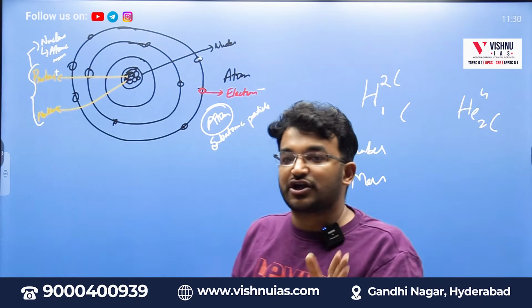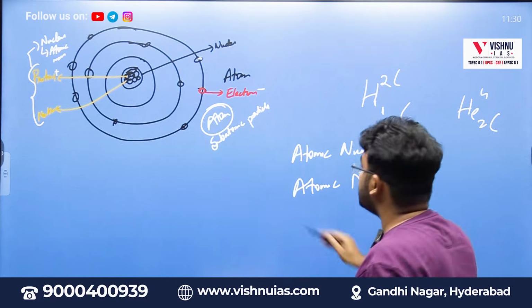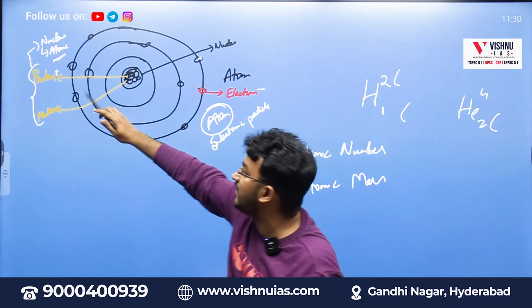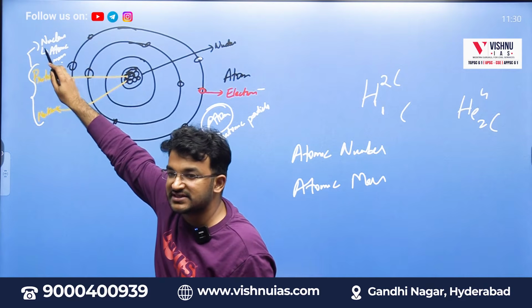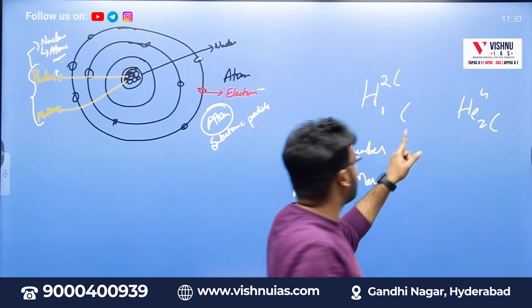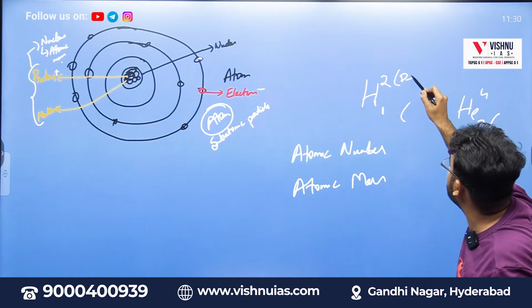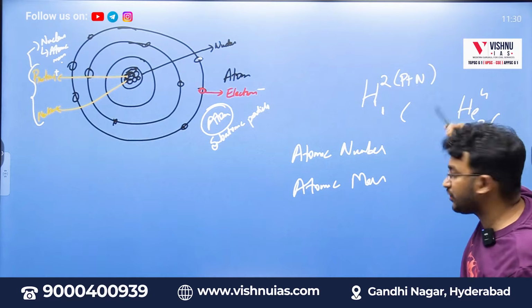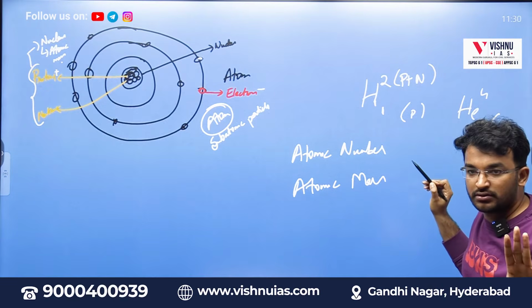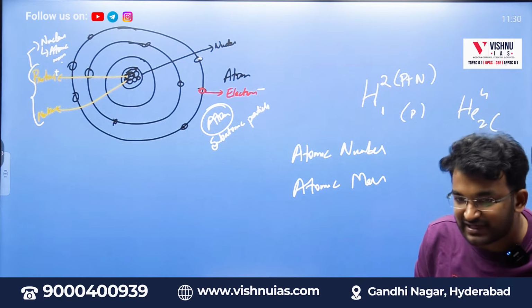We told that atomic mass will be coming from the nucleus. From where we will be getting the mass, atomic mass? Nucleus. Nucleus consists of protons and neutrons. So atomic mass means we will be combining protons plus neutrons, right? Protons plus neutrons are together called atomic mass.